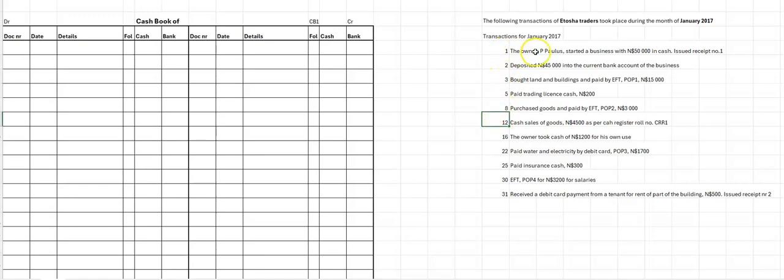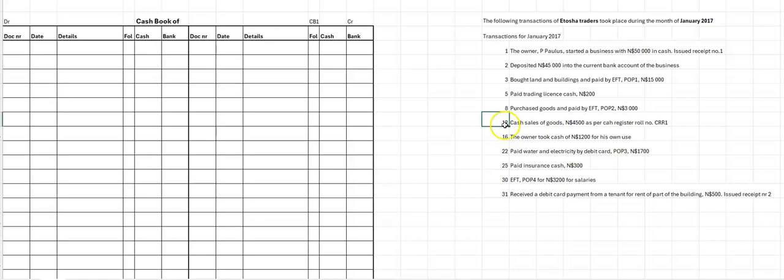So on the 1st, the owner, P. Paulus, started a business with $50,000 in cash and issued receipt number 1. On the 2nd, he deposited $45,000 into the current bank account for the business. On the 3rd, he bought land and buildings and paid by EFT, proof of payment number 1, of $15,000. On the 5th, he paid trade license cash for $200. On the 8th, he purchased goods and paid by EFT, proof of payment number 2, for $3,000.